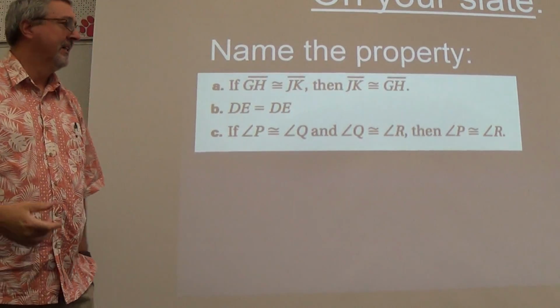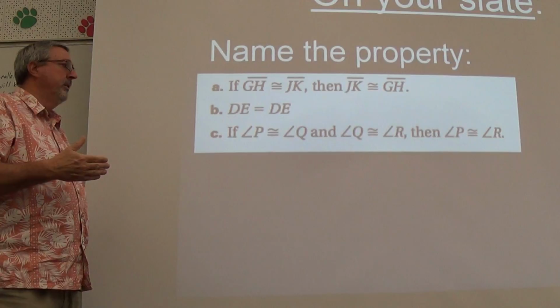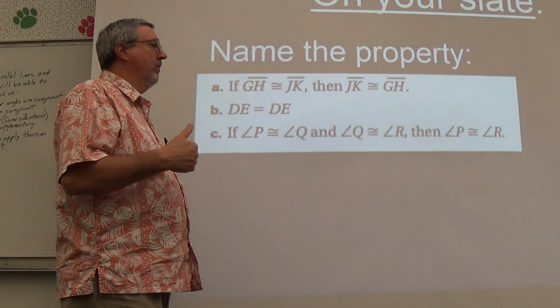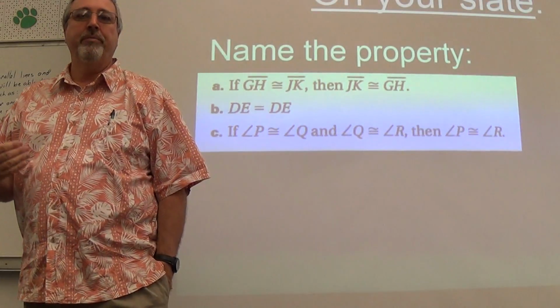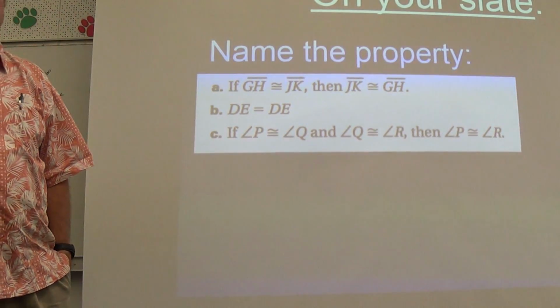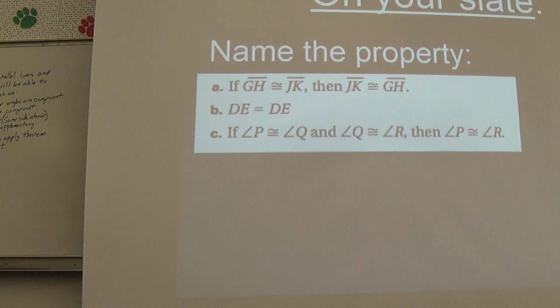Okay. Last one, if angle P is congruent to angle Q, and angle Q is congruent to angle R, then angle P is congruent to angle R. And that would be the transitive property. Okay, transitive property. Go ahead with your question, David. Could there be, like, is transitive only limited to 3?